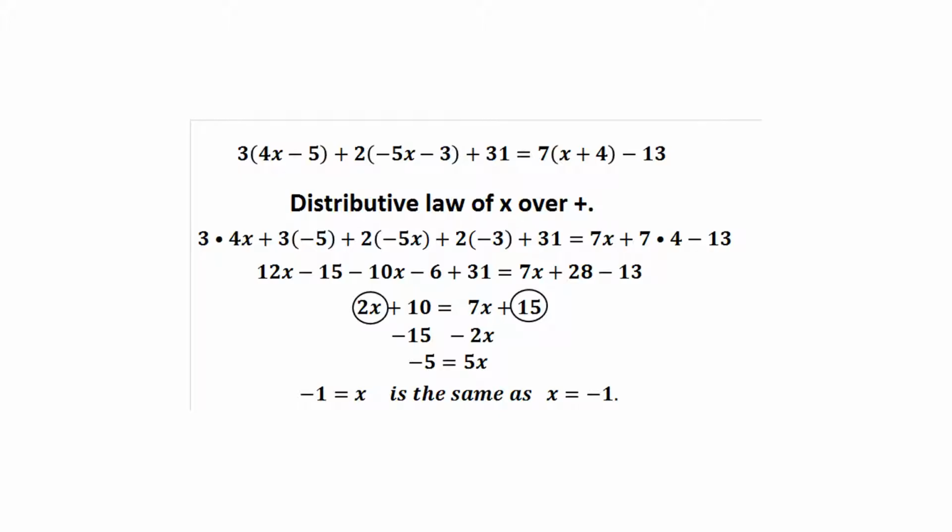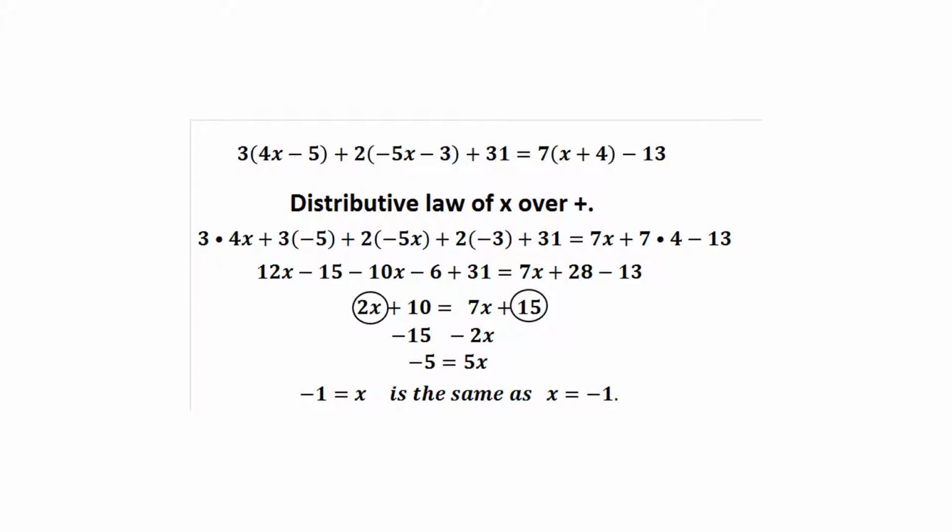Let's simplify. 3 times 4, that's 12x. 3 times negative 5, negative 15. 2 times negative 5x, negative 10x. Okay, 2 times negative 3, negative 6, plus the 31. On the right-hand side, we have 7x. 7 times 4, 28, minus 13.